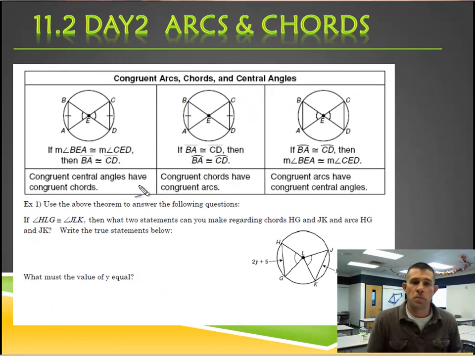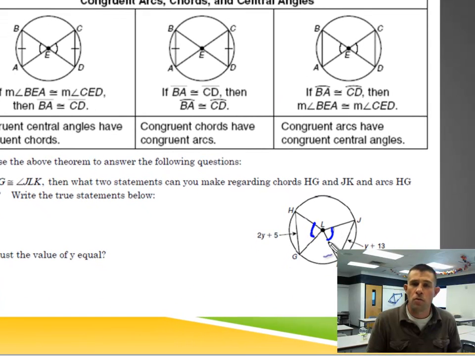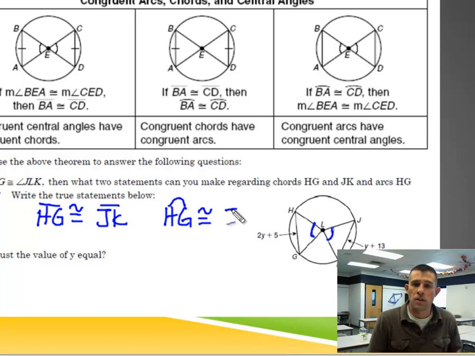So let's take a look at our first example here. It says if angle HLG is congruent to angle JLK, what two statements can you make regarding the chords HG and JK, and how about arcs HG and arc JK? Well, here are my two central angles. HLG right here is congruent to JLK. So when I have two congruent central angles, I know that my chords, HG, it's a line segment, have to be congruent to JK. And I also know that my arc HG must be congruent to my arc JK. So those are my two statements that I'm going to make.